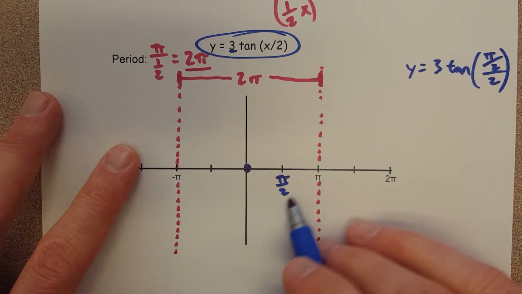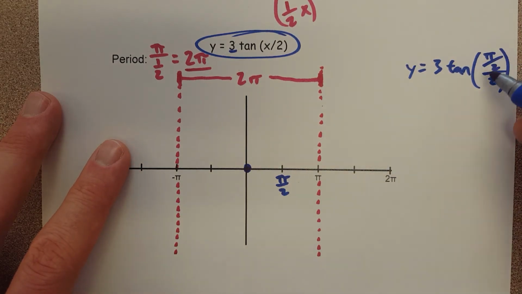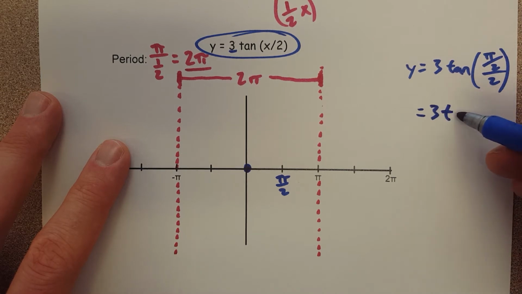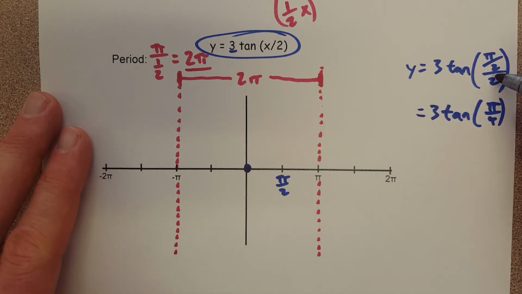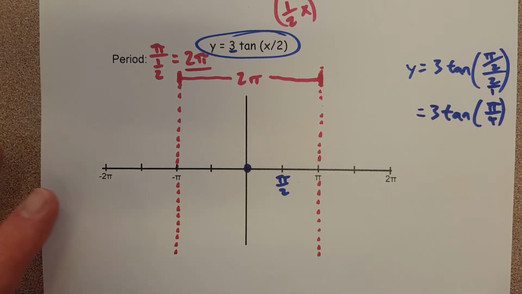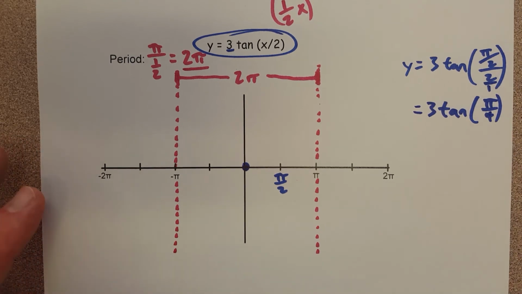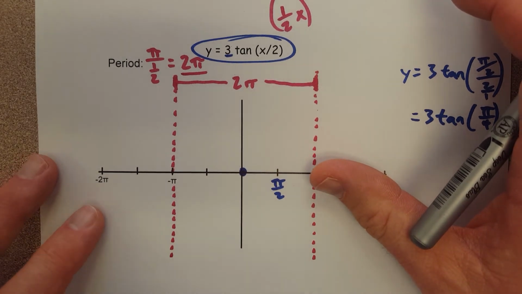Now I've mentioned that this thing here will always have something to do with pi over 4, and that's what's happening right here. Pi over 2 divided by 2 is the same thing as pi over 4. It reduces down to that. So this is the same thing as 3 tangent of pi over 4. Now, how did I get from there to there? Thinking about this as divided by 2, I could also think about it as divided by 2 over 1, so I multiply by the reciprocal to get pi over 4. If that simplifying is giving you trouble, let me know and we can talk through that in a little bit more detail.